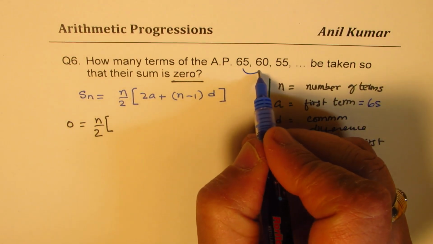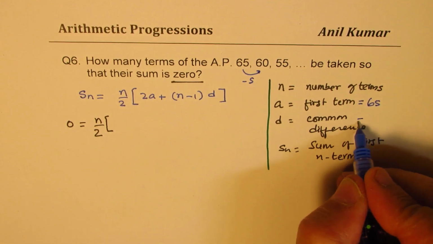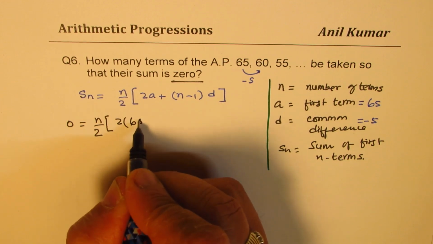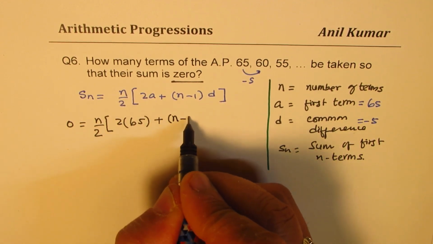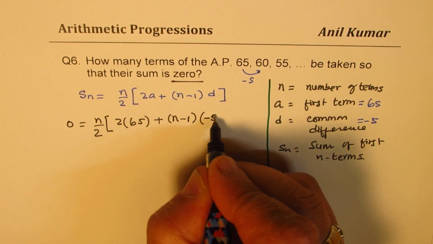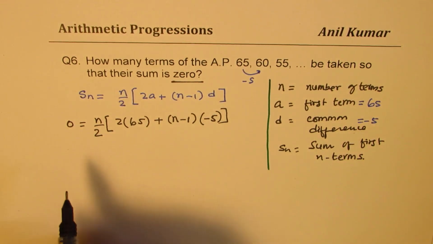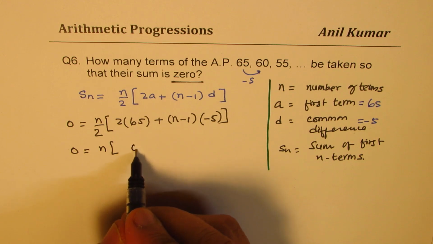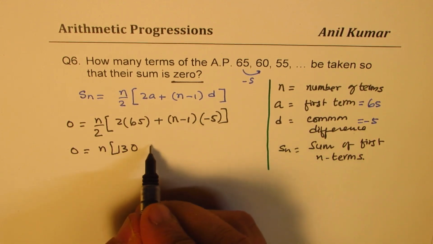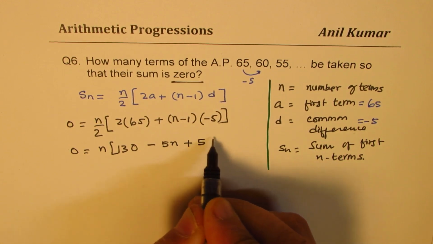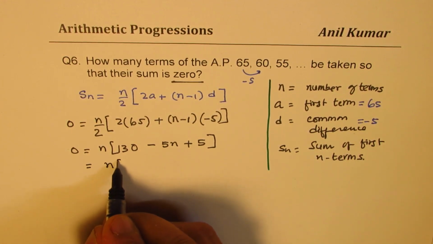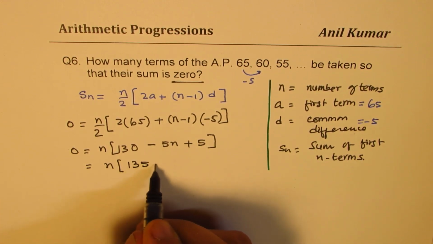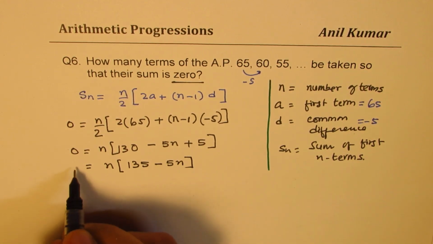The common difference is minus 5, correct? It is going up by minus 5. So 2 times 65 plus n, we don't know, and common difference is minus 5. Perfect. Now we can multiply by 2, so we get 0 equals n times, in the bracket, we get 2 times 65, which is 130. And this gives you minus 5n plus 5. Or we get n times (130 plus 5 is 135 minus 5n) equals 0.